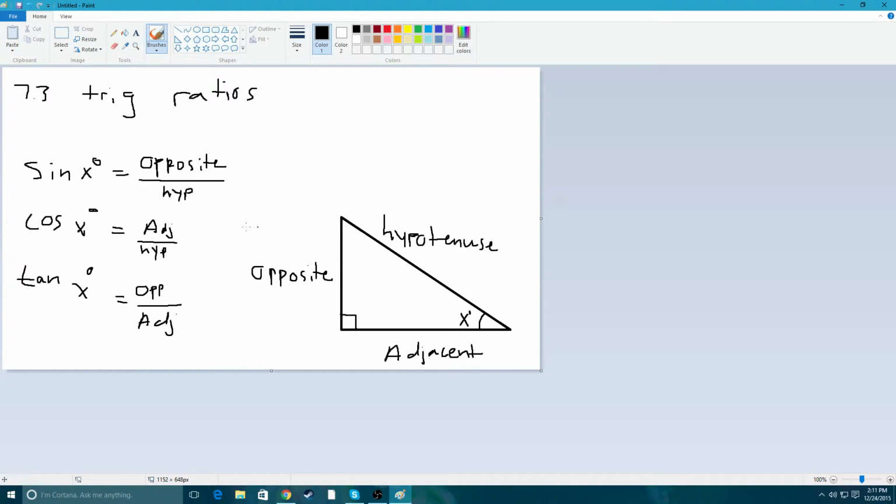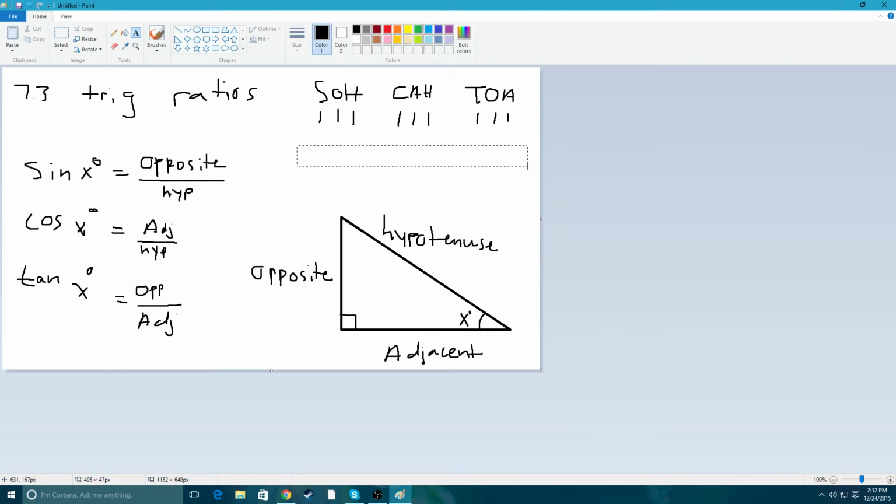So you can remember which one these are by remembering this little thing. It's kind of like PEMDAS. It's called SOHCAHTOA. So this is sine. Sine equals opposite over hypotenuse. Cosine equals adjacent over hypotenuse. And tangent equals opposite over adjacent.